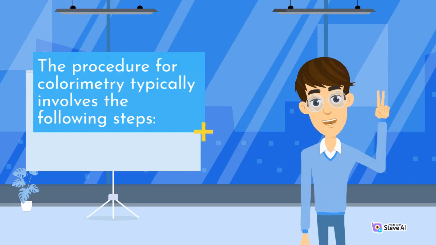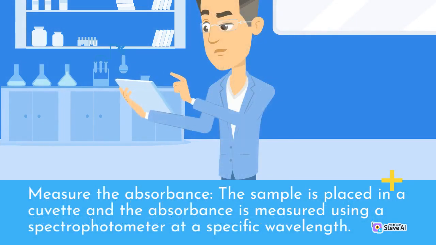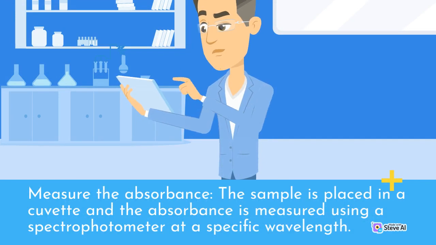The procedure for colorimetry typically involves the following steps. Prepare the sample. The sample is prepared by dissolving the colored compound in a solvent. Measure the absorbance. The sample is placed in a cuvette and the absorbance is measured using a spectrophotometer at a specific wavelength.